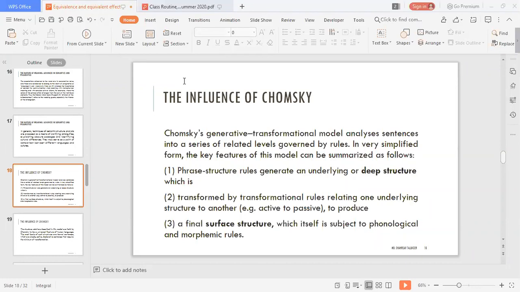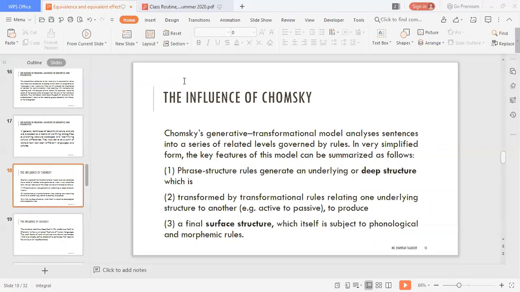And on the other hand, the surface structure is related with the phonetic production, or the sound. It is related with the sound. So that is the phonetic form, okay? The surface structure is the actual production, or the actual utterance that I'm talking to you now.